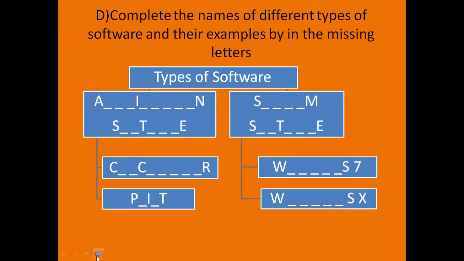And your fourth exercise is to complete the names of different types of software and their examples by filling in the missing letters. Like, see, types of software: A, then dash dash dash, I, again a dash is there. So you have to fill in the letters so that the word is completed. This is clear, children? In the same way for these two options, the options are given below. Again there is a missing letter that you have to fill with the appropriate character, so that the word gives a meaningful sense. You have to fill the letters appropriately.